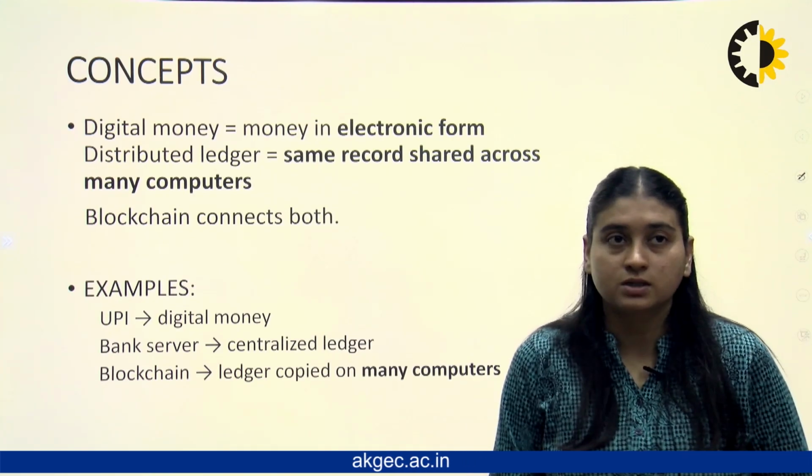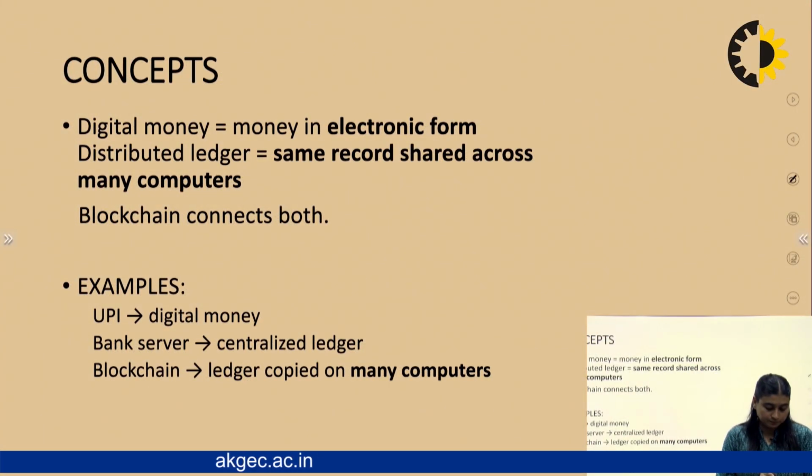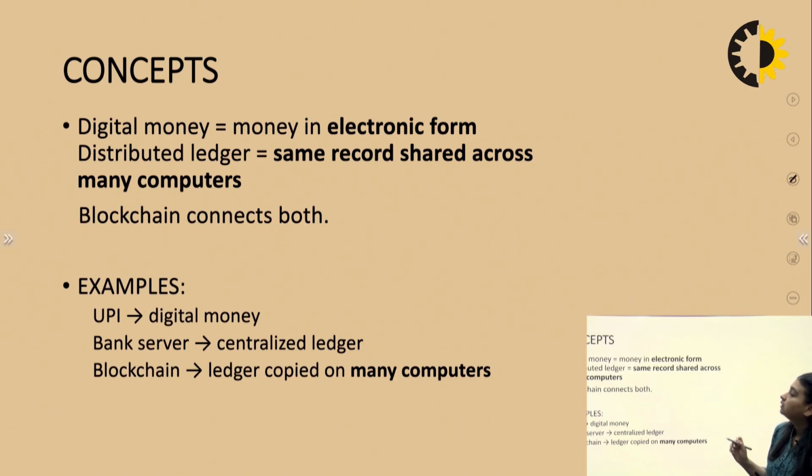So the very first concept is about digital money, from the physical one. Digital money is the money which is in the electronic form. And distributed ledger. In layman language, ledger means record. So it is the same record shared across many computers. These are the basic terminologies which we will use later on while we study the different concepts in blockchain. For example, distributed systems. Now blockchain connects these two, digital money and distributed ledger.